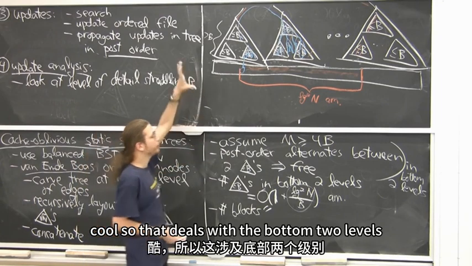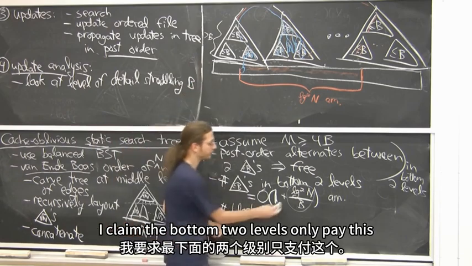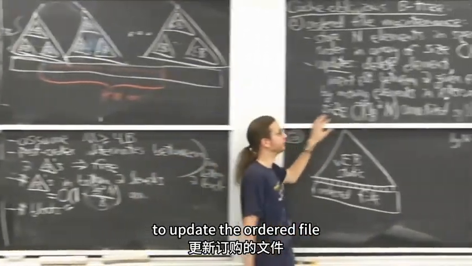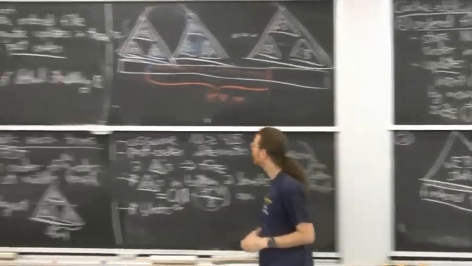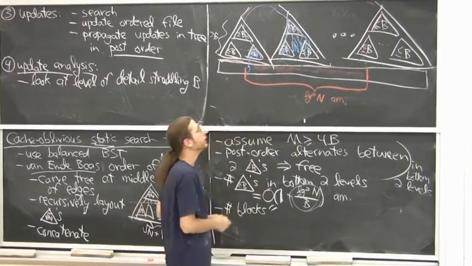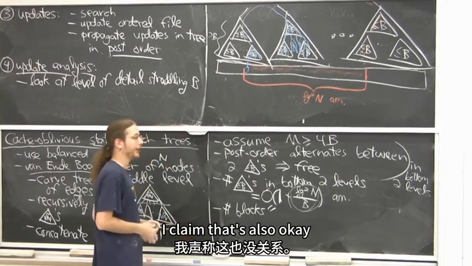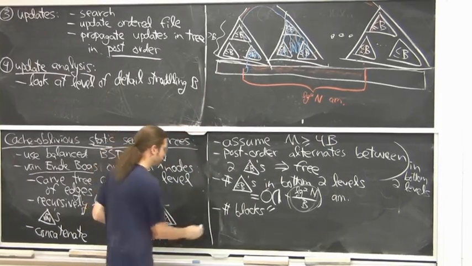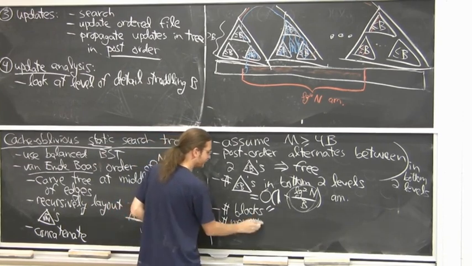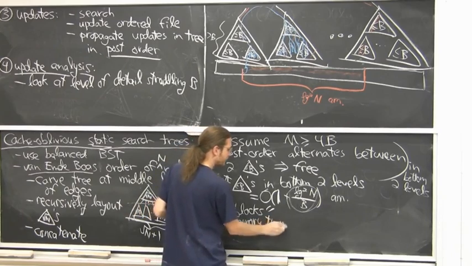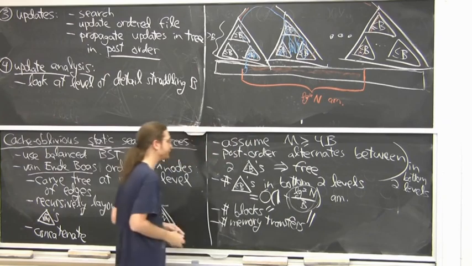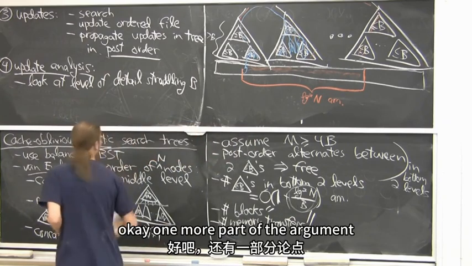Cool. So that deals with the bottom 2 levels. I claim the bottom 2 levels will only pay this, and we were already paying that to update the ordered file, so it's no worse. Now, there's the levels above this one that we can't see. I claim that's also okay. Sorry, also need number of memory transfers is equal to that. Okay, one more part of the argument.